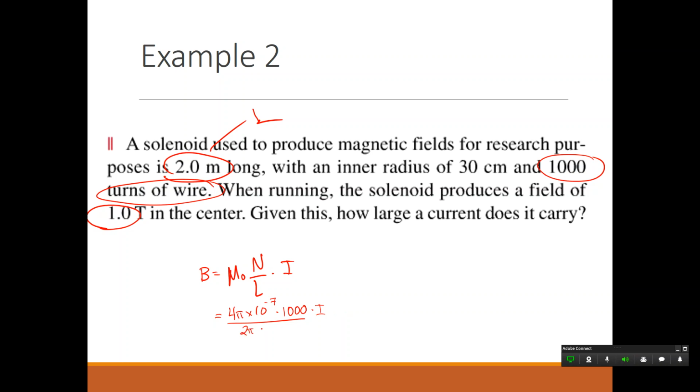Based on this, do you think the current's going to be really low or really high? Really high? Well, look, 1,000 turns, 2 meters in length, and I only got 1 Tesla. That's not a very high current. Really high magnetic field. So I'm expecting actually something quite low.